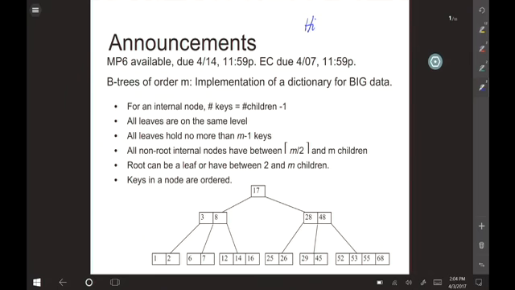MP6 is available. I wanted to spend a couple minutes talking about MP6. I believe that in terms of workload, the workload for MP6 is concentrated most heavily on the first half of the MP. So I think it's harder than the second half is. The first half is building the data structure that you use to build a photomosaic. The second half is actually building the photomosaic.